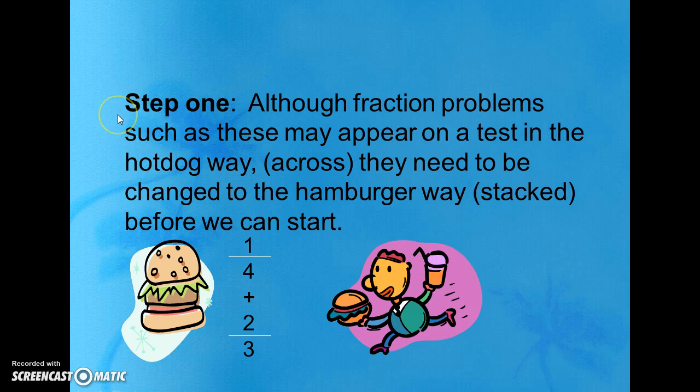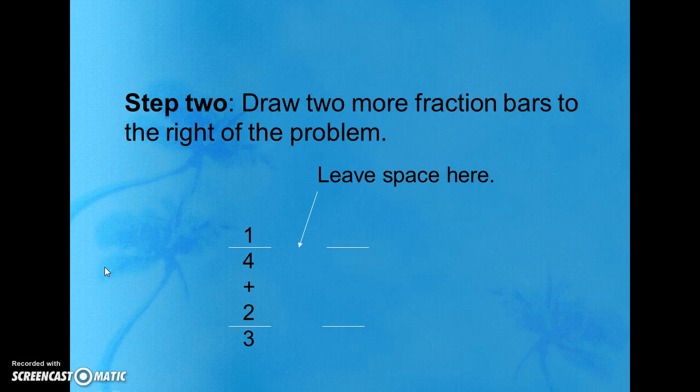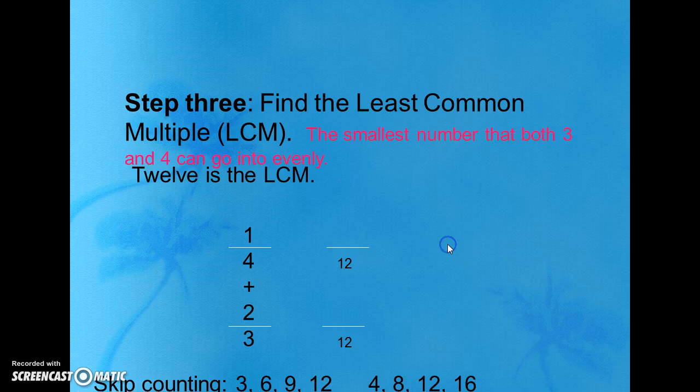So step 1, we need to rewrite it as the hamburger method. That's always best if you have it written up and down. We're going to come out to the side and draw some more fraction bars because all these numbers are going to end up changing. Okay? And then we'll leave some space here so that we have room to write in what we're multiplying by.